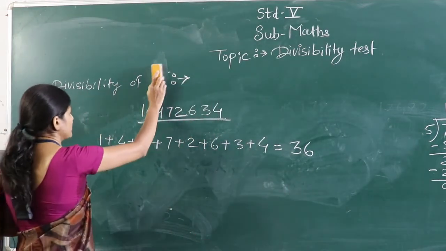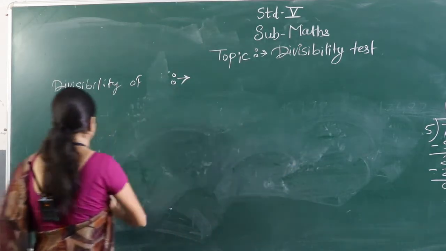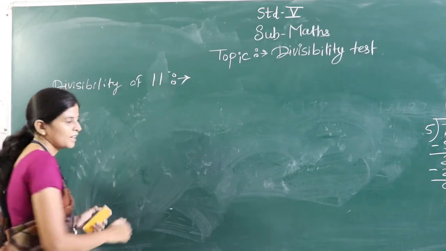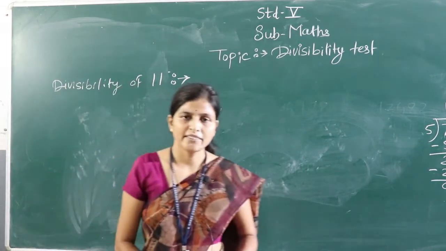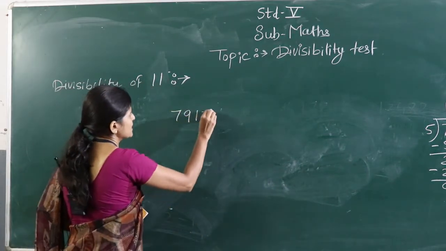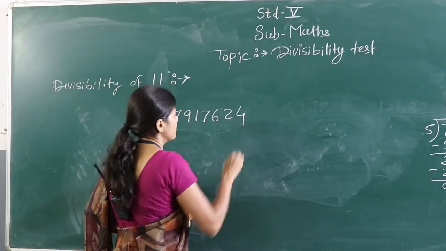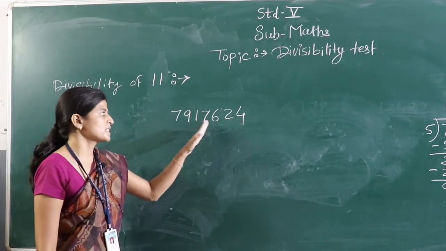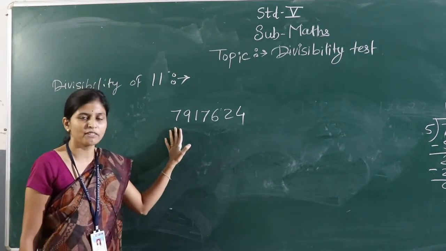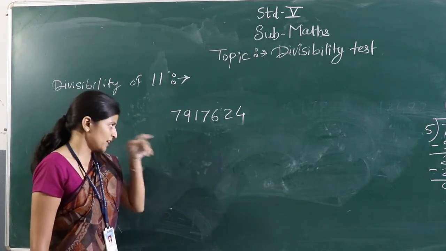Now we move toward divisibility of 11. Divisibility of 11 is a little different. Suppose we take the example 7917624. We take the number 7917624. We have to check, without dividing, whether this number is divisible by 11 or not.